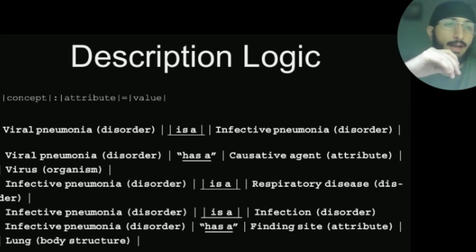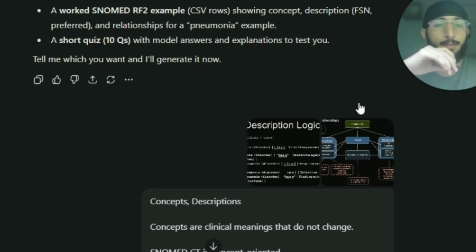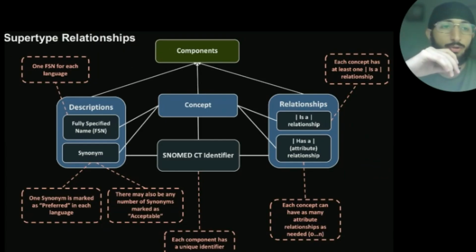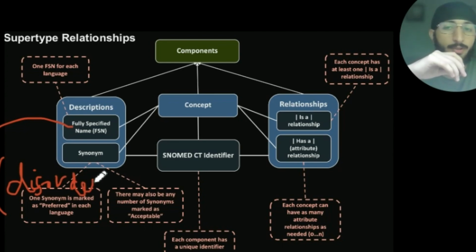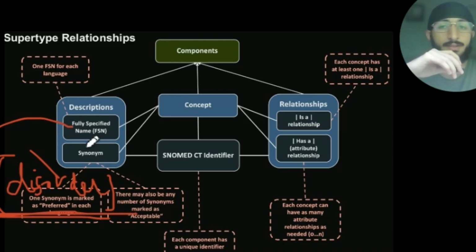Next we have another important slide. Basically, this is showing us the supertype relationships. We have the components of SNOMED CT. First we have descriptions, then concepts, and relationships. These are the three divisions. Descriptions can have a fully specified name and synonyms, the preferred or acceptable terms that we know. The fully specified name would be like myocardial infarction that I discussed, and we always have a suffix. Once you've written myocardial infarction, we have a suffix which tells us about the semantic tag, whether it's a disorder or something else. This comes in parentheses in the suffix. This is the fully specified name.